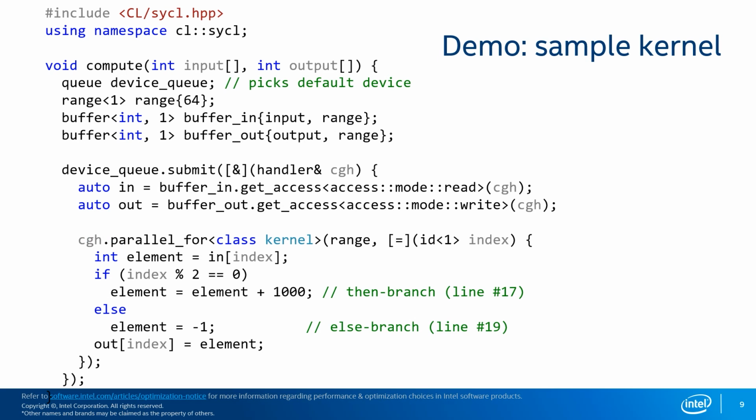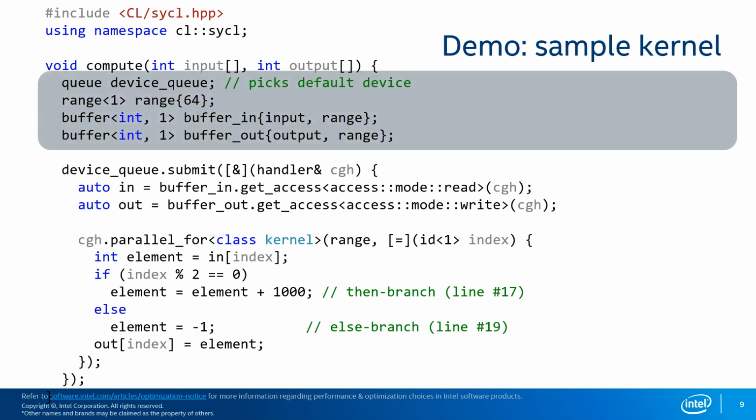Now it is the time for the demo, and we are going to debug a simple SYCL application. The most compute-intensive function in our application is the compute function. It takes two arguments, which are input array and array of outputs. Then inside, it initializes a SYCL boilerplate, and in particular, it initializes the device queue, which just picks the default device. And in our case, that would be Intel GT device.